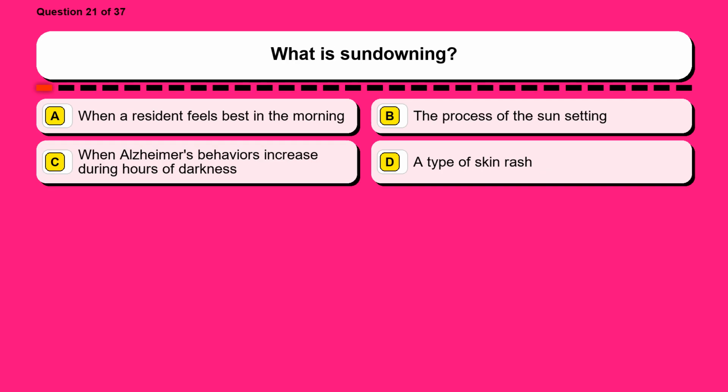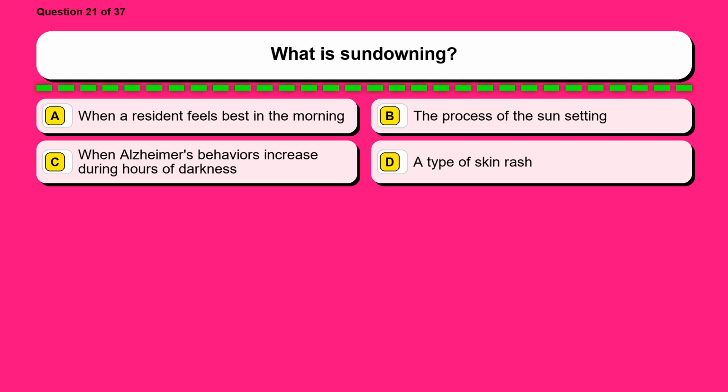Question 21. What is sundowning? Option A. When a resident feels best in the morning. Option B. The process of the sun setting. Option C. When Alzheimer's behaviors increase during hours of darkness. Option D. A type of skin rash.